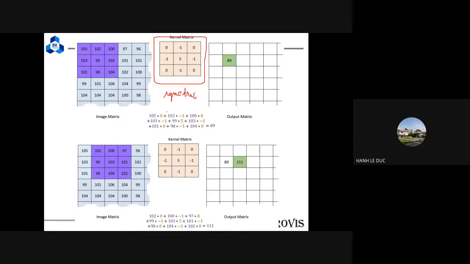And one thing I want to mention here: if the kernel is symmetric, you don't need to flip the kernel, because if you flip the kernel, the result is the same as the original one. So you don't need to flip the kernel if it is symmetric. Here for example, this is symmetric. If you apply this one on this one, you also have the result here. And then you have another.